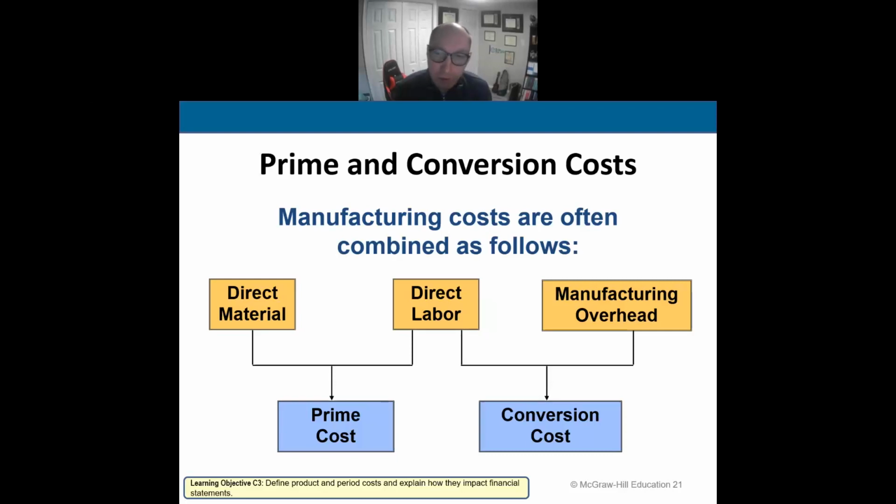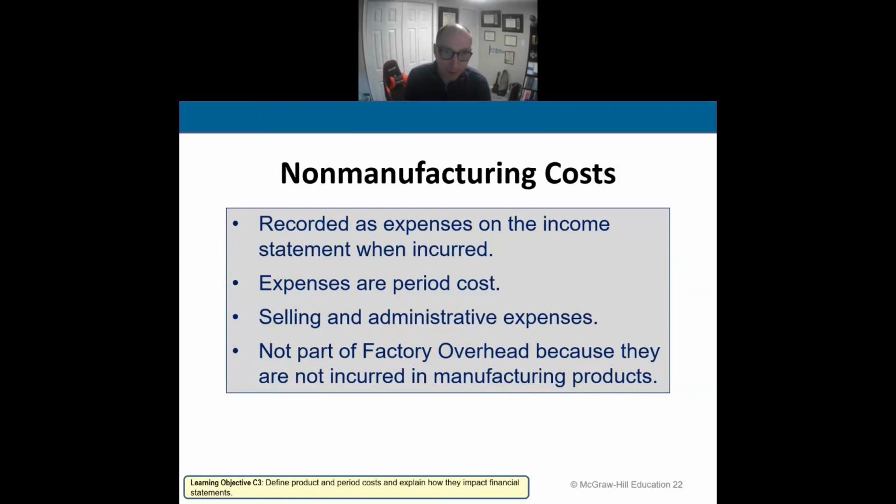We also have conversion costs. Direct labor and manufacturing overhead are also considered to be conversion costs. A conversion cost means I can convert the cost and allocate it to the manufacturing process. Convert it. We'll dive deeper, don't worry.